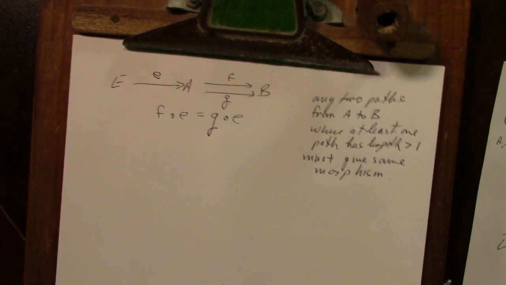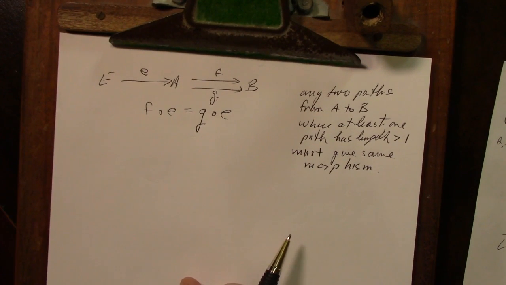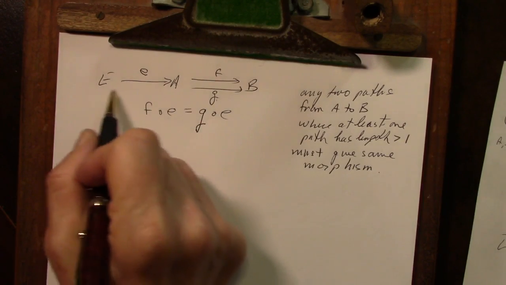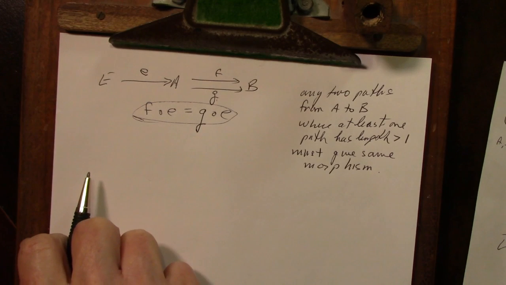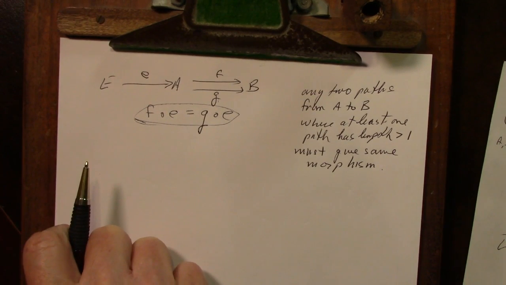Okay, so that's the proper definition. A diagram is commutative if, given any two objects in the diagram and any two paths between them, one of which at least has length more than 1, in other words, they don't both have length 1, then the two path morphisms have to be the same. So this will be a commutative diagram if and only if this holds. We don't have to require that F and G be the same morphism.